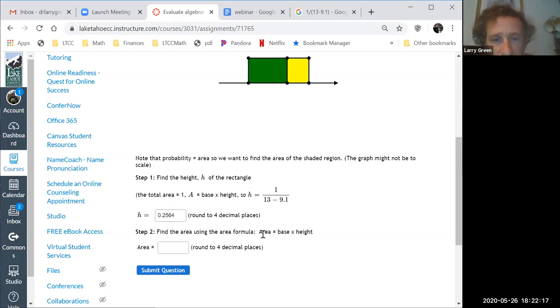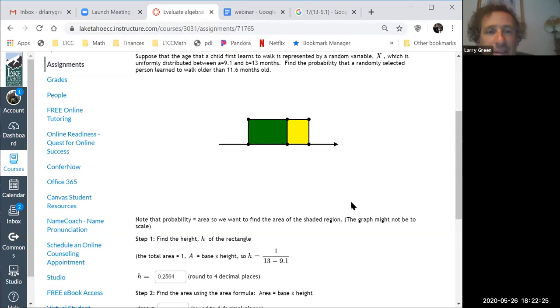Okay, now find the area using the area formula. Area equals base times height. Okay, let's see if you can do that. Again, we want the area of this rectangle, and let's look at what we want. We want to be older than 11.6 months. And we know the height is 0.2564. Let's see if you can do that. I'll try and do it too in my head, and then I'll pop it in with a calculator.